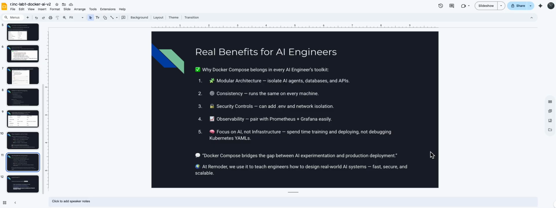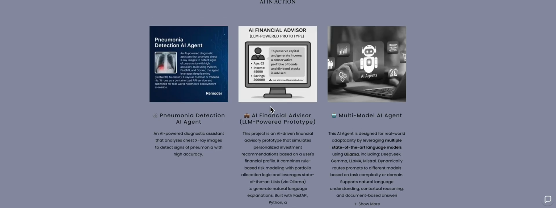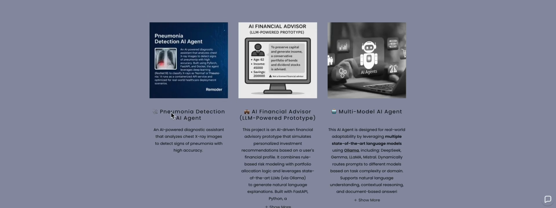At Remoder, we use it to teach engineers how to design real-world AI systems that are fast, secure, and scalable. As I mentioned before, Remoder is a project where we work on AI agents, and I mentioned the pneumonia detection AI agent, the financial advisor AI agent, and the multi-model AI agents. These are the three biggest that we have, and all three were built on Docker Compose.